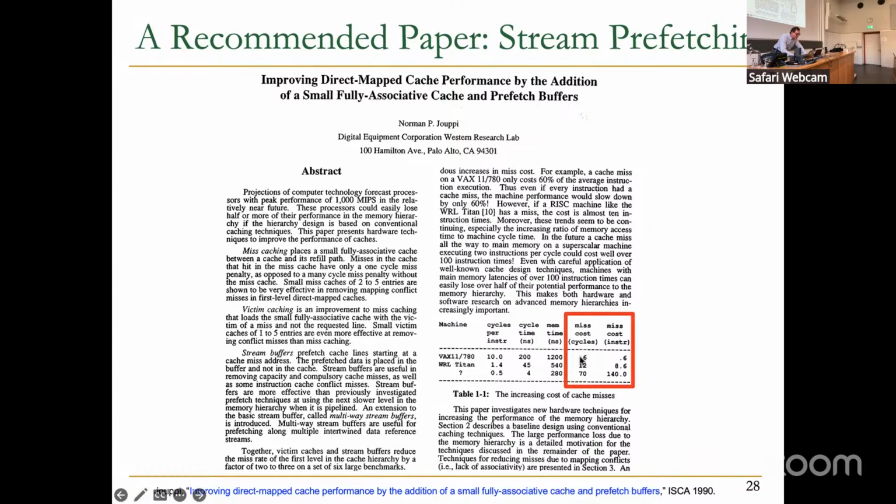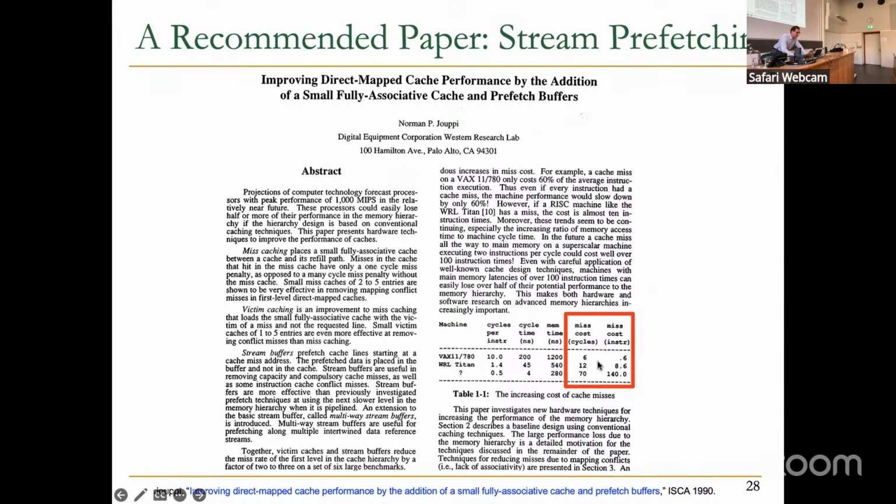You can see that the miss cost is 6 cycles, and cycle time is 200 nanoseconds. That's a very low frequency. And miss cost in terms of instructions is 0.6. So you waste 0.6 instructions during that miss because the cycles per instruction is 10. And then WRL Titan, Digital Western Research Lab Titan, is what Norm Jouppi was working on. And they actually designed something with a much faster cycle time, but there's also memory time. You can see that memory time is 540 nanoseconds, which is much higher than what we had, because there are a lot of things that you need to do to get to off-chip memory. And miss cost is 12 cycles.